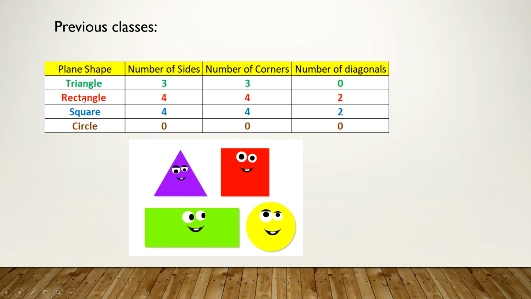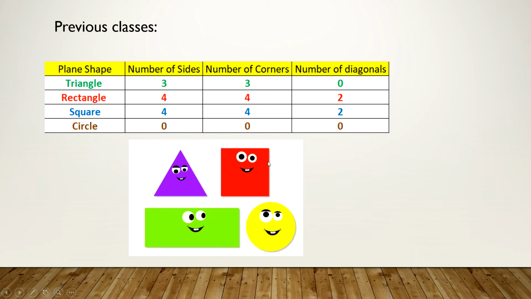Similarly, for a rectangle, we have 4 sides, 4 corners, and 2 diagonals. So if you observe, this is our rectangle. It has 4 sides. These are the 4 sides. This has 4 corners. These are the 4 corners. And here we have 2 diagonals. We can have a maximum of 2 diagonals in the rectangle.